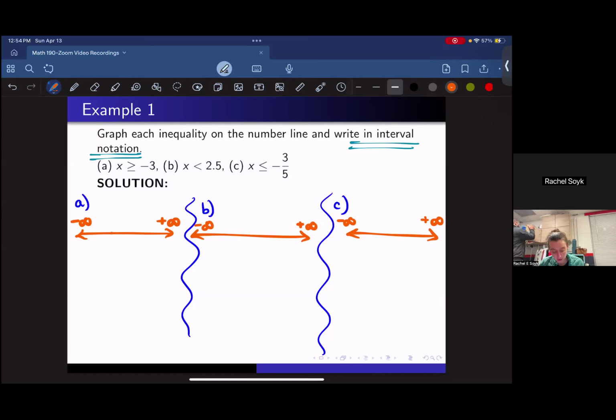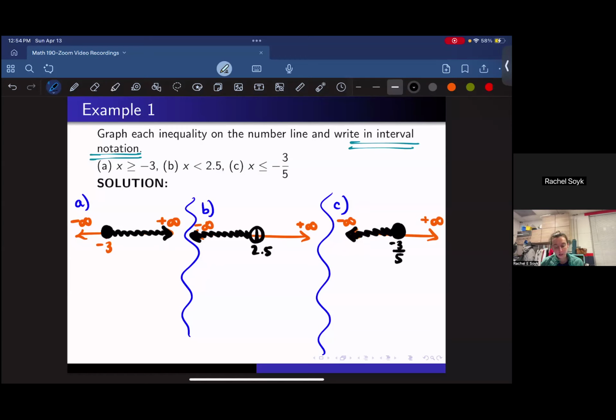And so for the first one, we have x is greater than or equal to -3. It's greater than or equal to, so we're going to have a nice closed circle and shade in all values to the right. Second one, we have x is less than 2.5. So this time it's going to be an open circle and shade all values to the left. And then the last one, we have x is less than or equal to -3/5. We're going to have a nice closed circle and shade all values to the left.